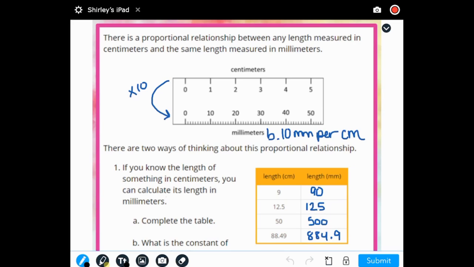And then once you fill in your table, define and write out what your constant of proportionality will be. Again, trying to pay particular attention to the units. It's very important that when we write the constant of proportionality, you're including that unit.